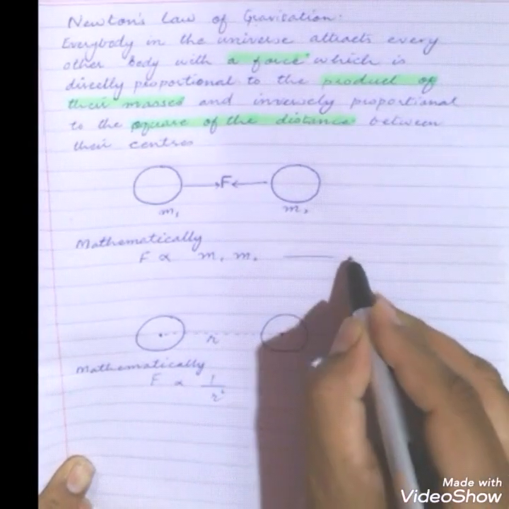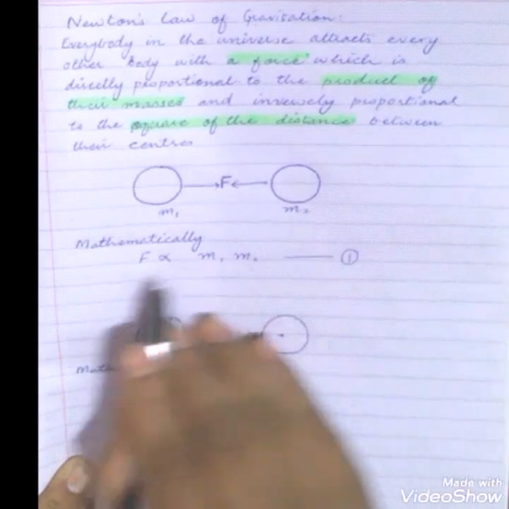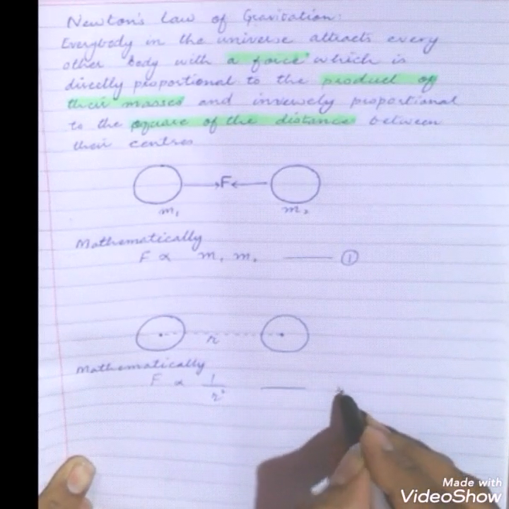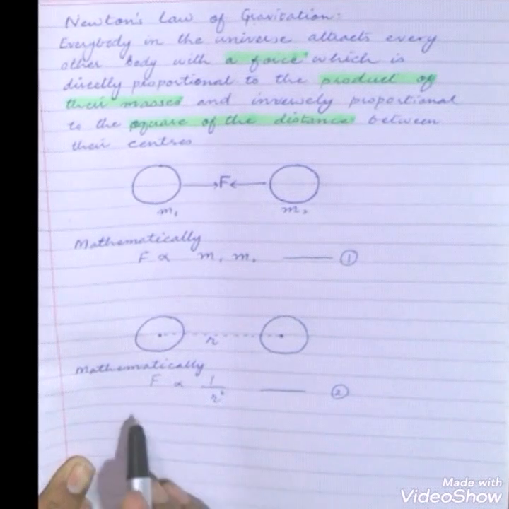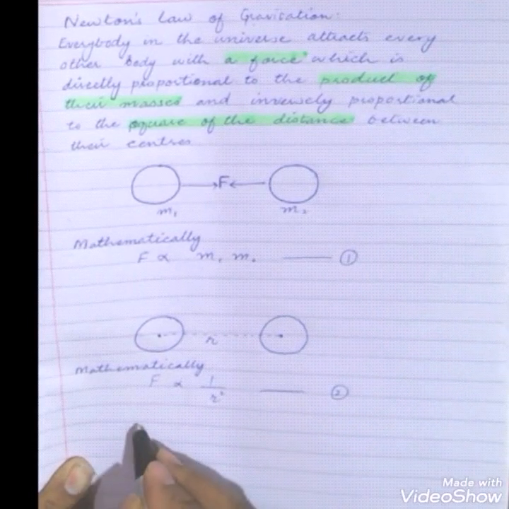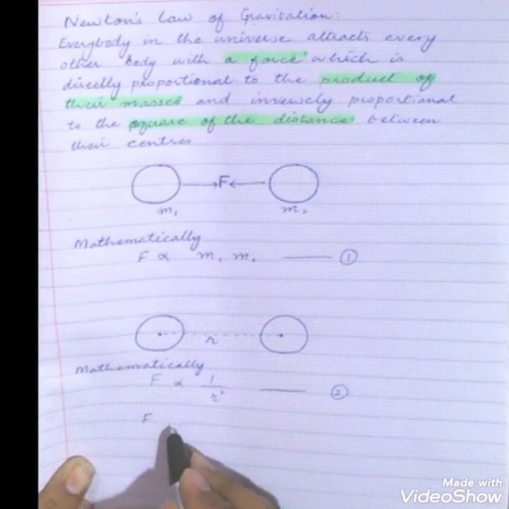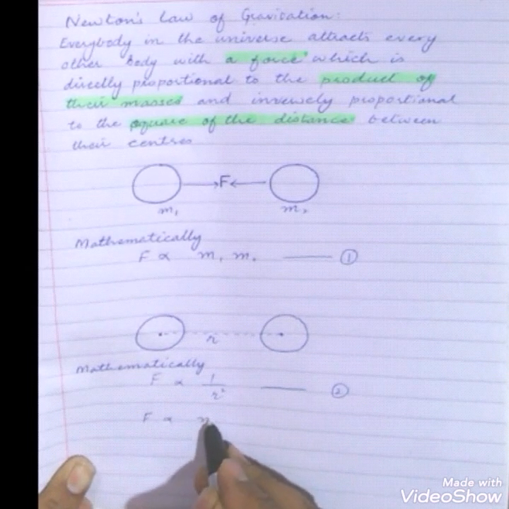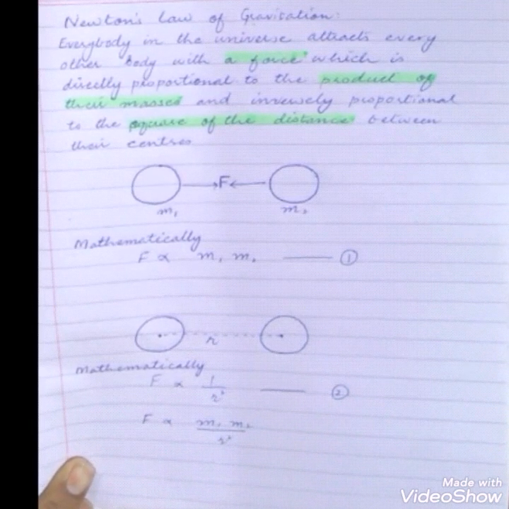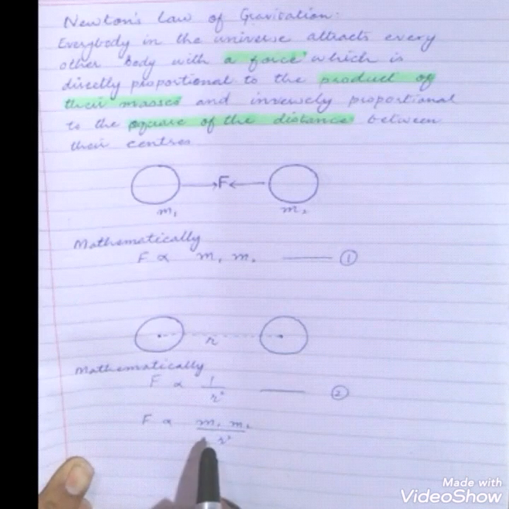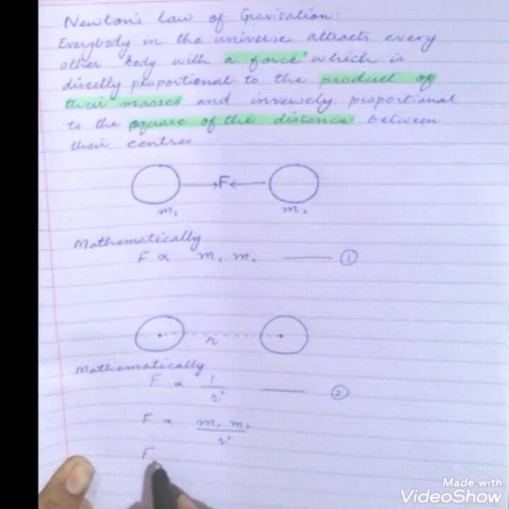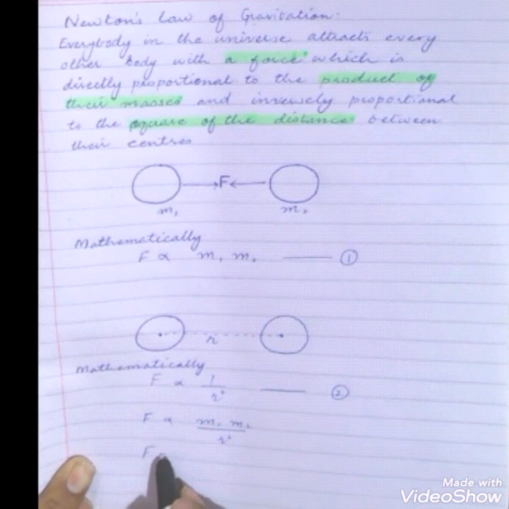Now we have our equation number 1, F is directly proportional to m1 m2, and the second equation, F is inversely proportional to r square. If we combine these two equations, we can write them mathematically in this way, that F is proportional to m1 m2 upon r square. In order to convert this relation into an equation, I have to use equality instead of proportionality, and I have to introduce a constant.